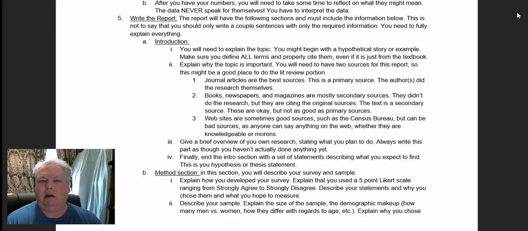Like, what do you think you're going to find? Do you think that people are going to have this opinion or that opinion? And that's fine for this type of project. That's perfectly acceptable. Okay, so once you get your hypotheses in there, then that is the end of the introduction section. The next thing that we're going to do is we're going to talk about the method section, and that's the next video.